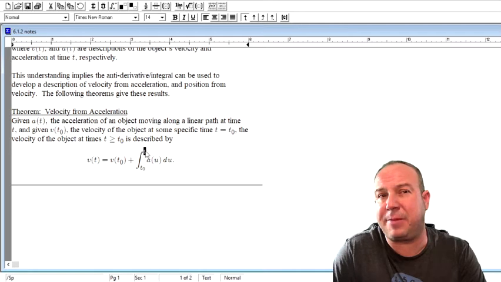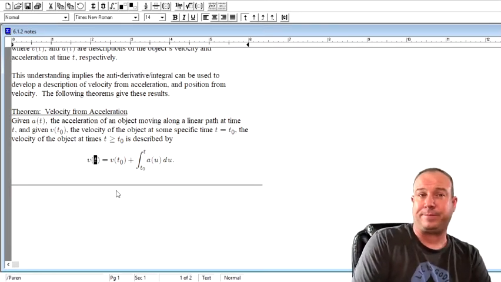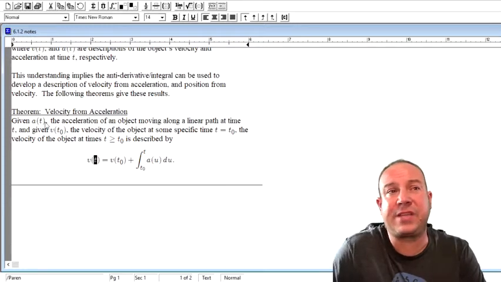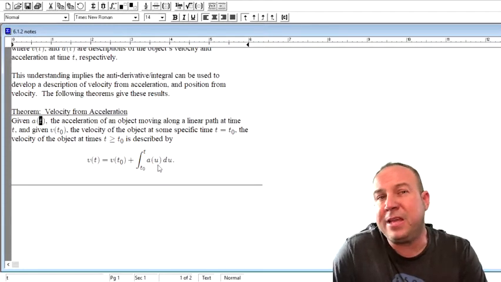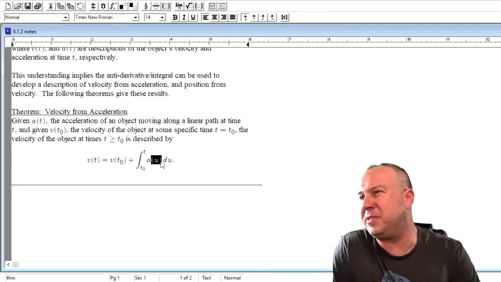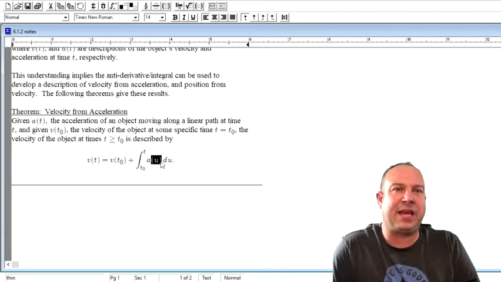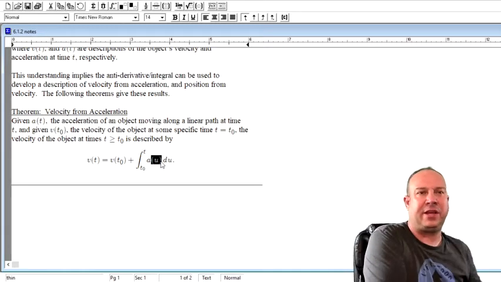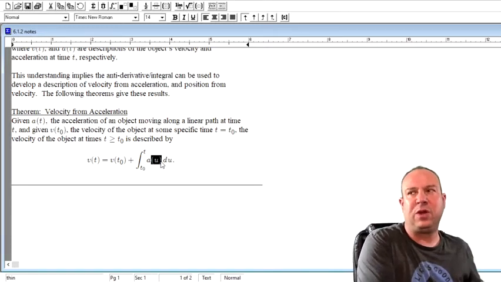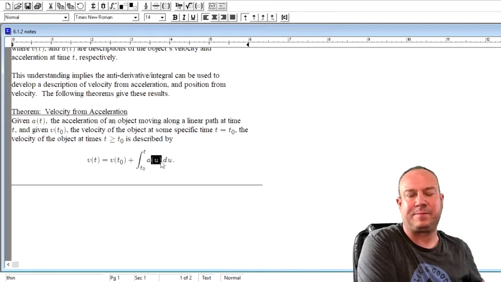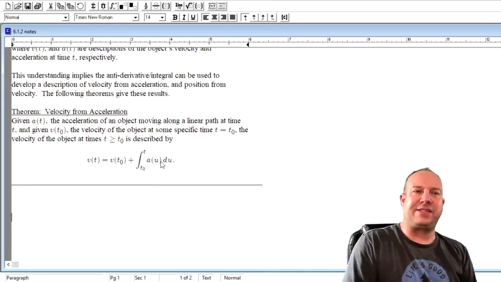We're going to use that t up here in the upper bound to become this independent variable in our result. And then that t that used to be in our description of the parameter for a is just going to get replaced with what we sometimes call in math a dummy variable. It's just a variable that acts as a placeholder that works its way out of the calculation in the end. We will see that here in just a moment. All right, that's velocity from acceleration.